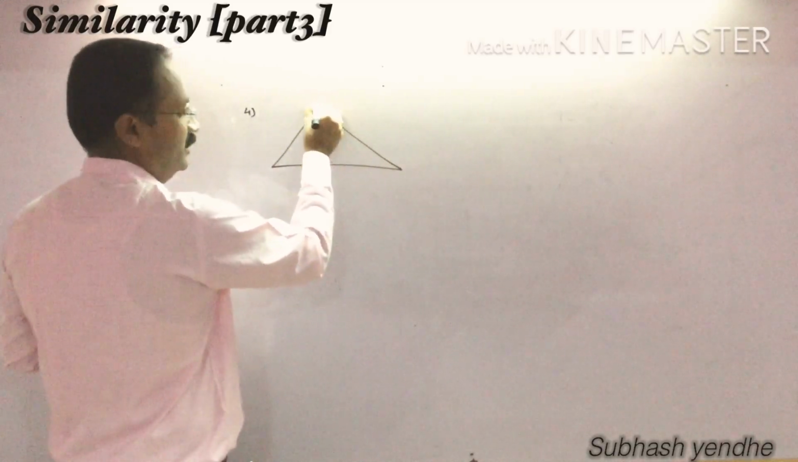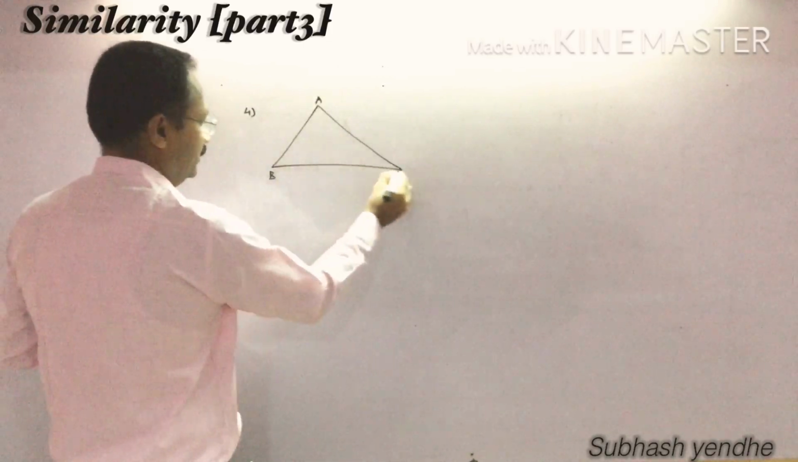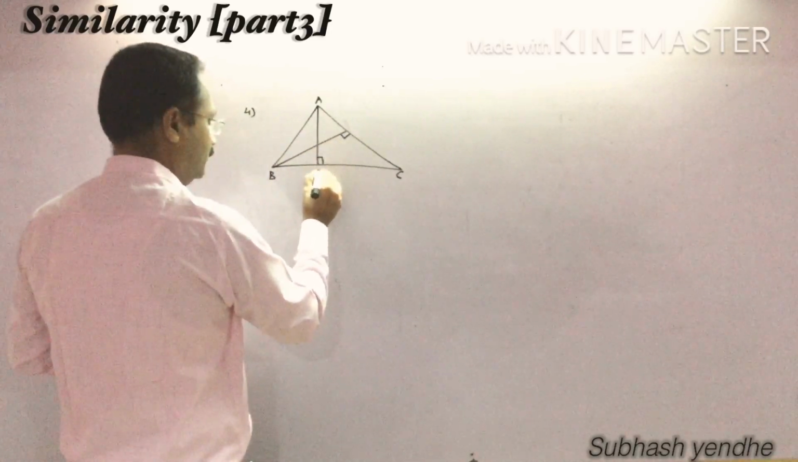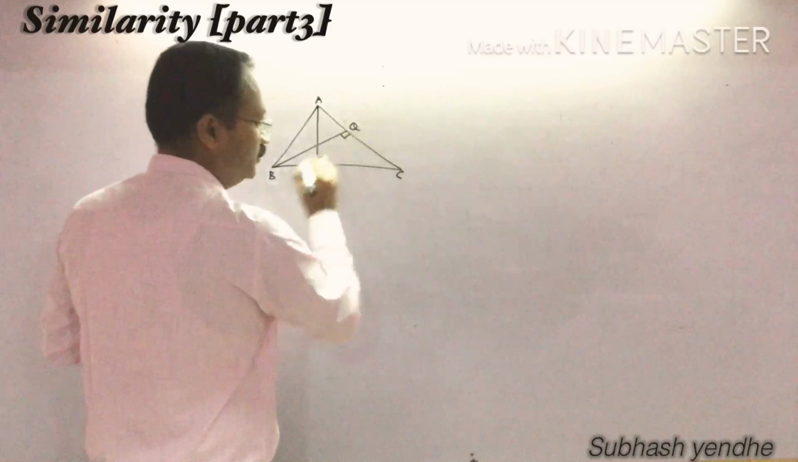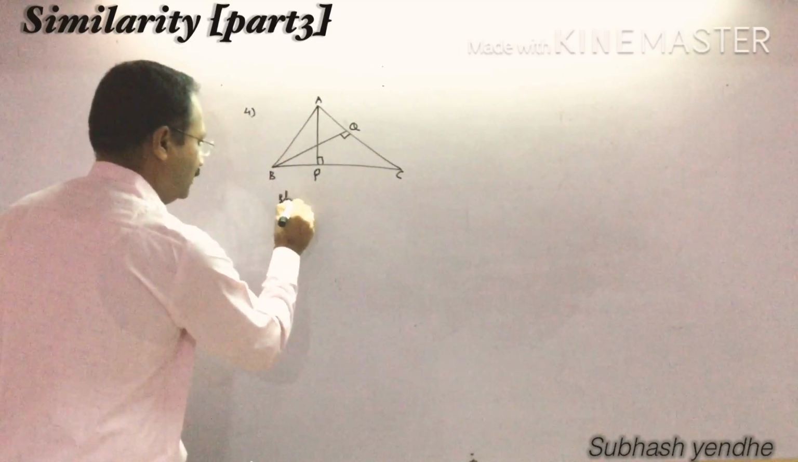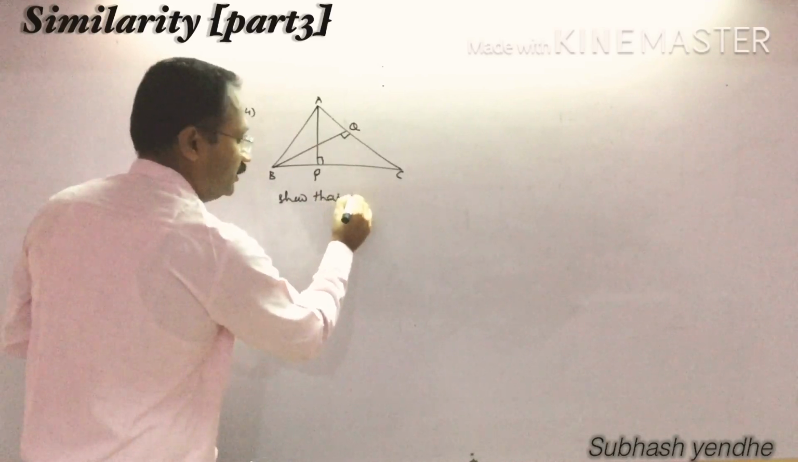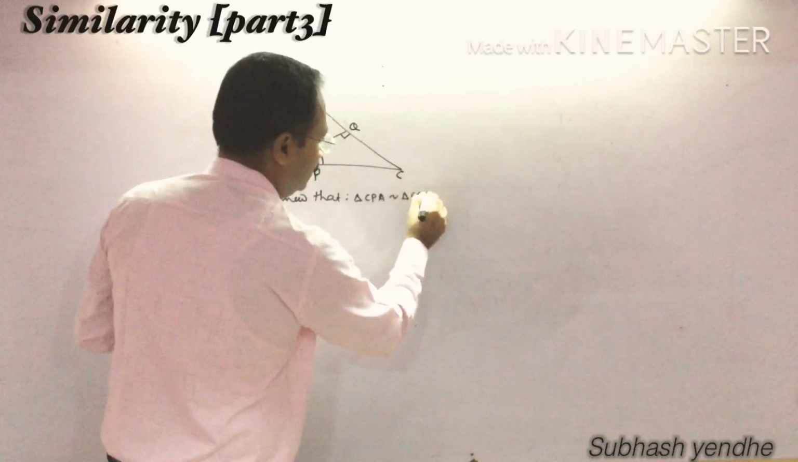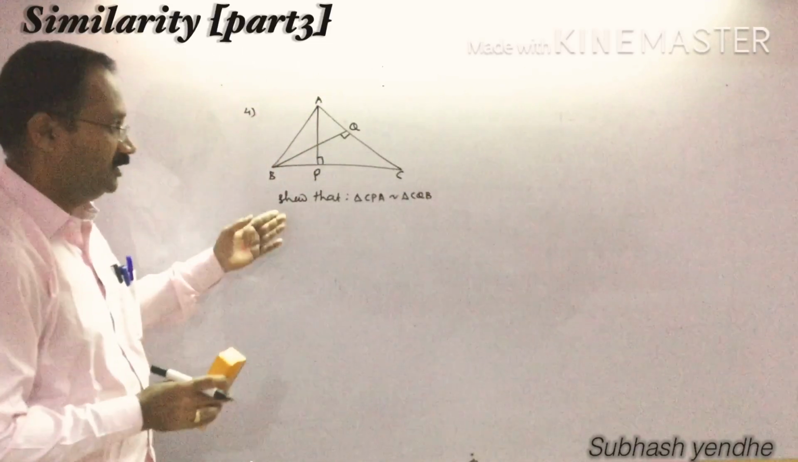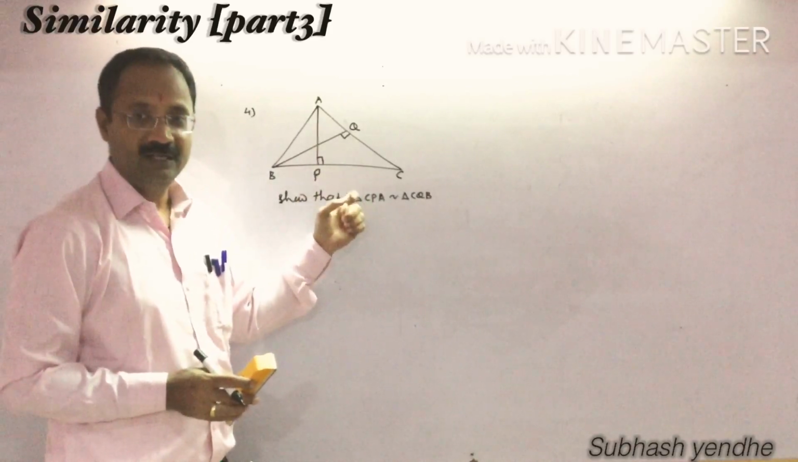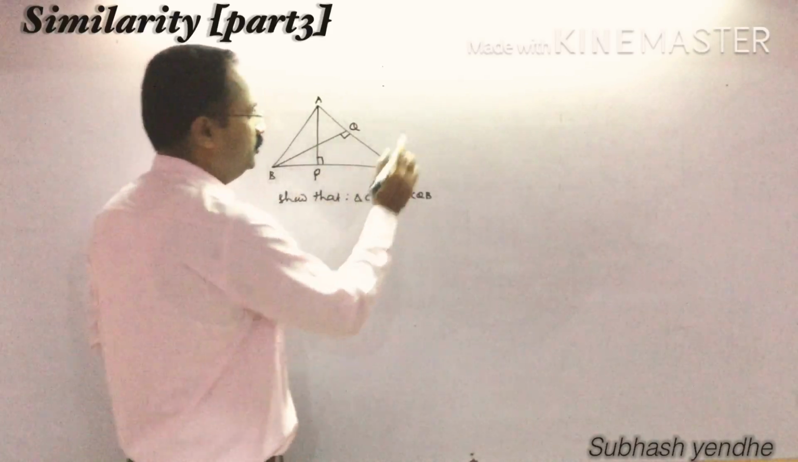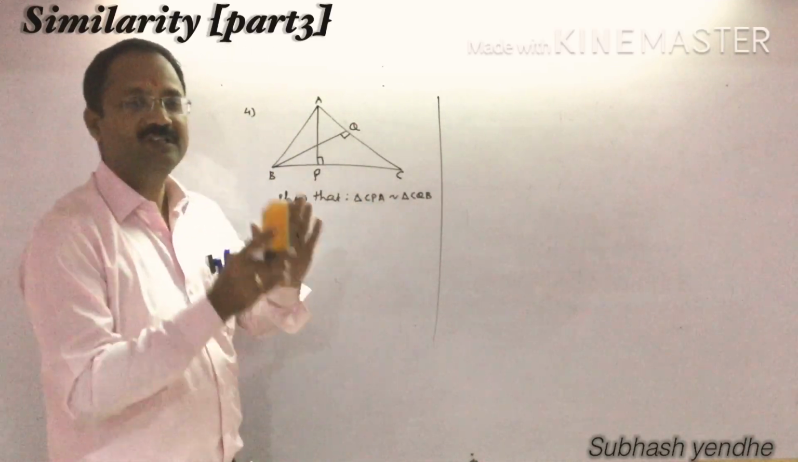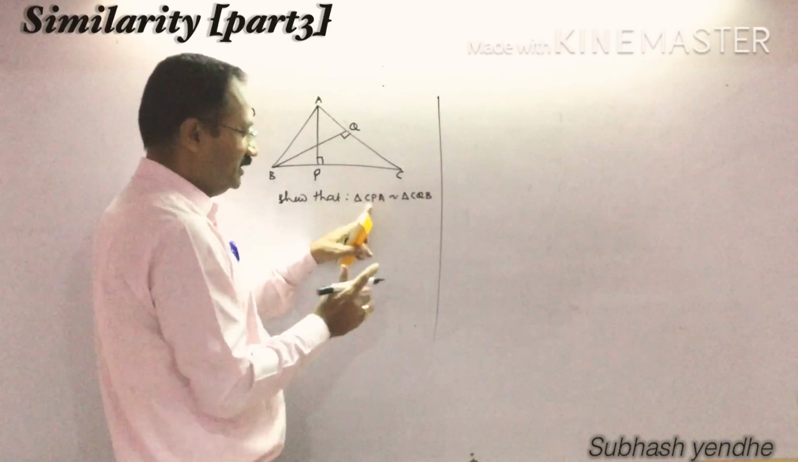This is triangle ABC, and there is another triangle. This is P and this is Q, and you have to show that triangle CPA is similar to triangle CQB. Now here we have to show that the triangles are similar. So I told you one idea. If you want to show the triangles are similar, first split the figure. So I am going to split the figure.